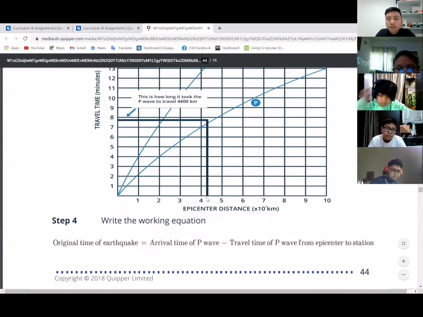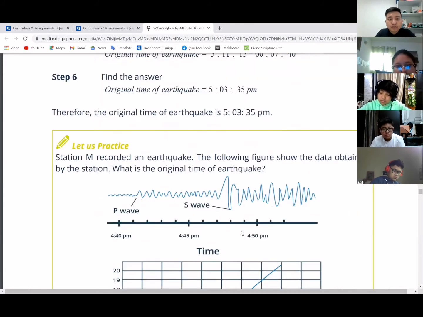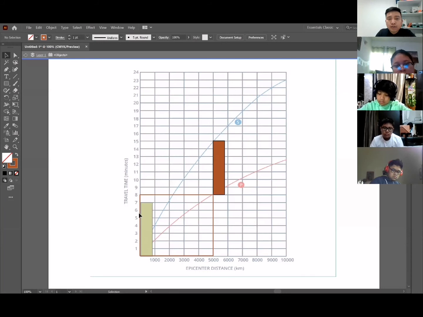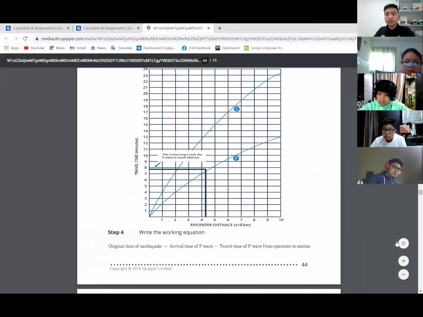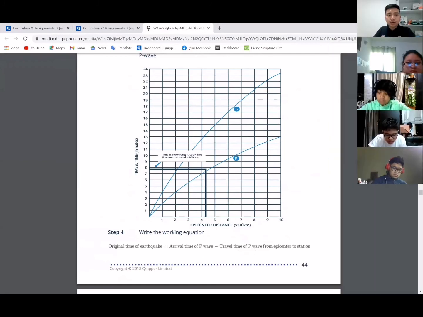Okay? And then the 4,400. The travel time of the P wave, you can see on this side, and the epicenter distance is 4,400. Okay? So that means in our example earlier, the travel time itself here is 8 minutes, and the epicenter distance is 5,000. Okay? Now, do you have any question about that? About this one? Is there any? If there is no question, it means you understand, right? Okay, now do this one.